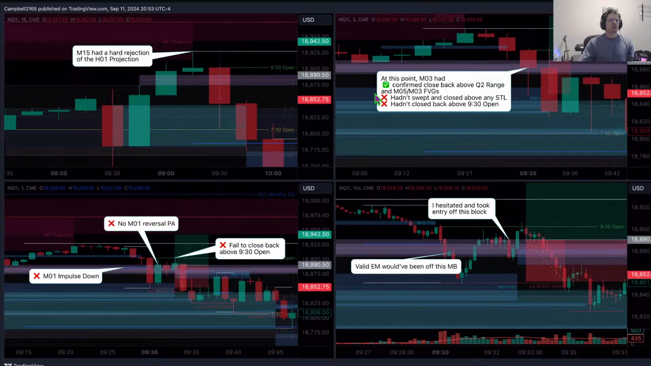So M3 fails to give the sign on just sort of Q2 range, coming off an H1 projection, M1 PA is down. Not a good trade.